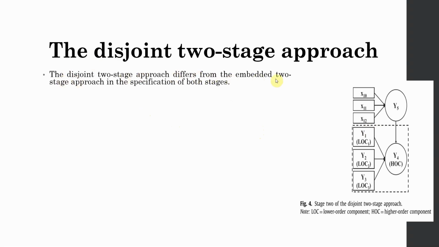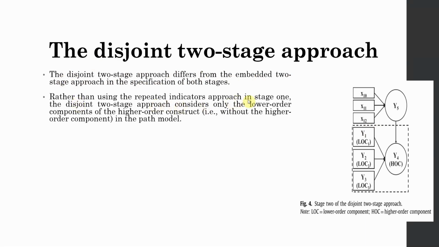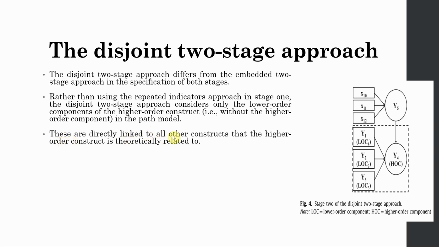Now, the disjoint two-stage approach differs from embedded two-stage approach in the specification of both stages. Rather than using the repeated indicators approach in stage one, the disjoint two-stage approach considers only the lower order construct of the higher order construct without any higher order construct in the path model. Now, since these are two stages, at the first stage, we only have the lower order constructs in the model. Just the way we did it earlier when we were doing our measurement model. So we put in all our lower order constructs, irrespective of whether they belong to a higher order construct or not. These are directly linked to all other constructs that the higher order construct is theoretically related to.